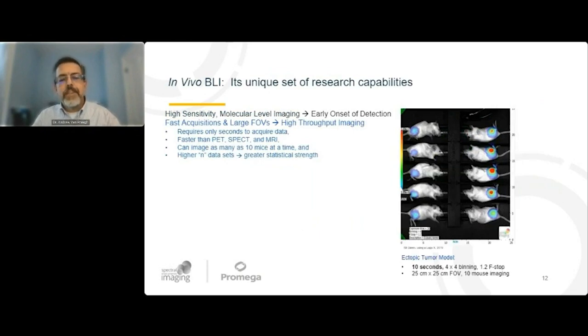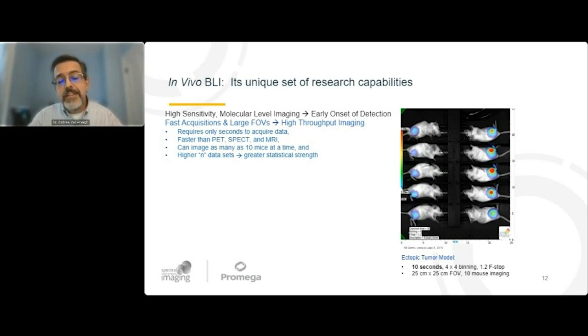All right, so the next advantage of in vivo BLI is that it's incredibly fast. 5 to 10 seconds, as shown here, is typically all that you need to acquire adequate signal data. Along with that, you have these large fields of view, or FOVs, that enable you to image as many as 10 mice at a time. Put that together, and you have a very high throughput screening modality.